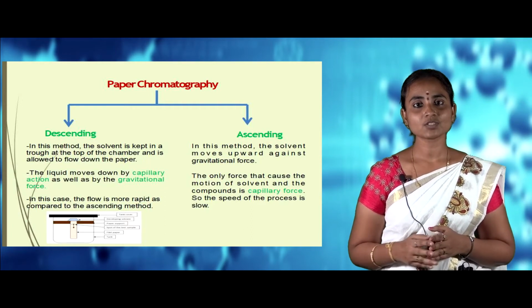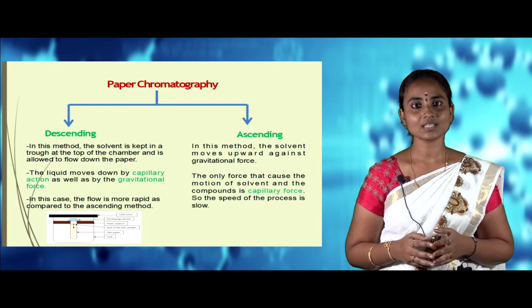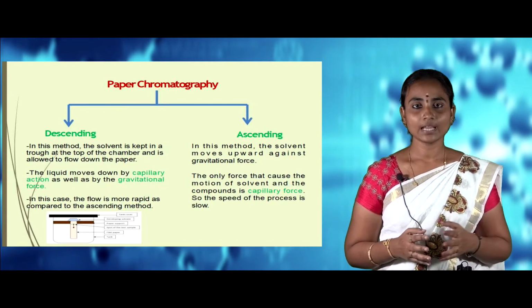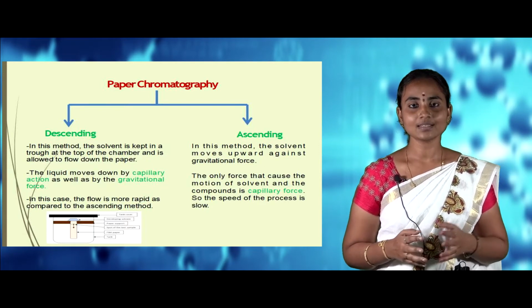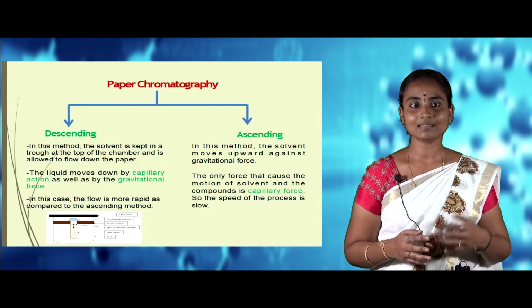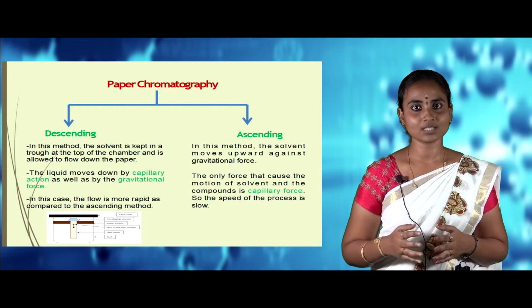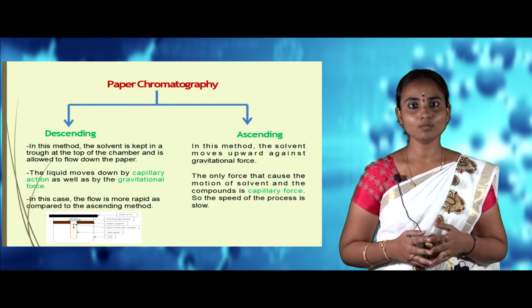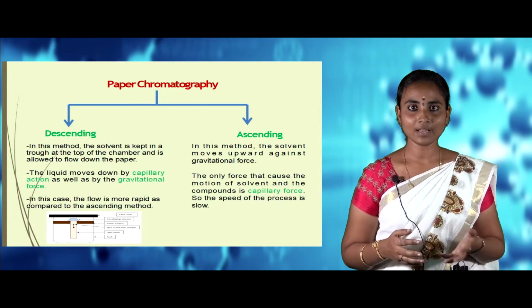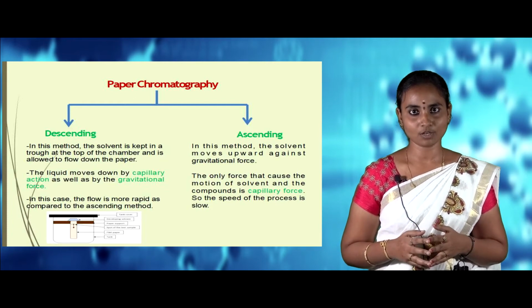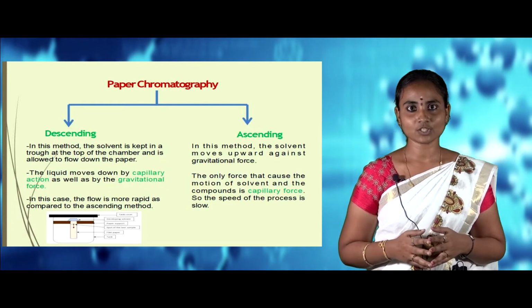These types are based on the flow properties of solvents as well as solutes. In descending chromatography, the solvent is kept in the trough at the top of the chamber and is allowed to flow down towards the paper. The liquid moves mainly based on capillary action as well as gravitational force. Due to this action, the flow is more rapid than in the ascending type.